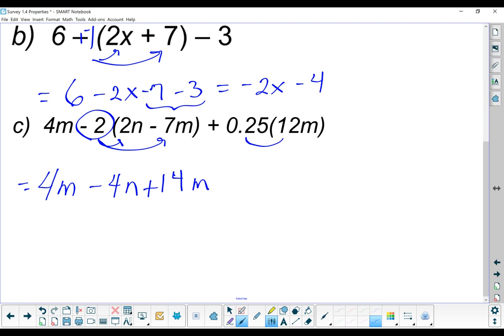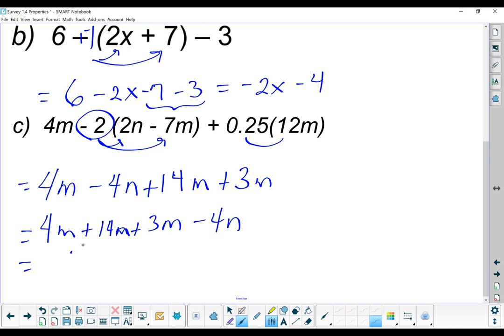14m, and then a fourth of 12 is 3m. Now, like terms come together. Here's that commutative property where it allows you to bring like terms kind of all together. That's an m. And then minus 4n. Putting all those m's together would give me 18 plus 3 is 21. So I'm going to have 21m minus 4n. Oops, wrote an m. Bring that back to an n.